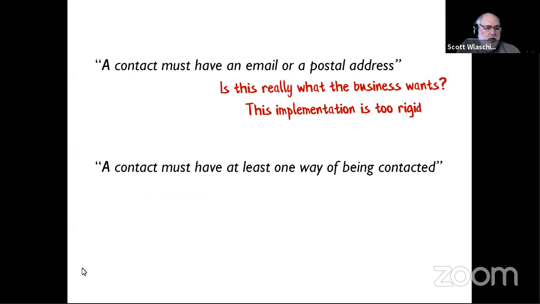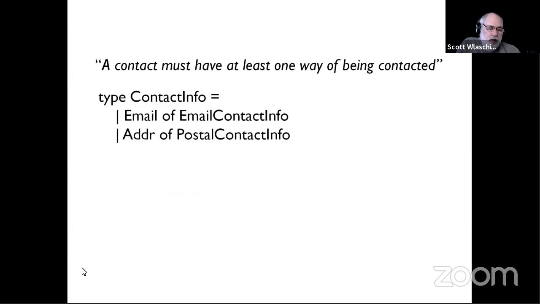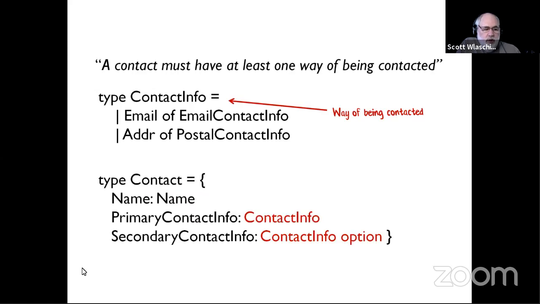So let me push back and say, how about this? How about a contact must have at least one way of being contacted? It's not quite the same thing, but I think it's a better way of thinking about it. So let's look at the better way of doing it. Here's all the different ways of being contacted. I can contact you by email. I can contact you with a postal address. And then I put those into a contact and I say, you've got a primary one and a secondary one, and the primary one is required and the secondary one is optional. So you have at least one way of being contacted. It's not strictly the same because you could have two emails or something, but who cares? It's much easier to model.